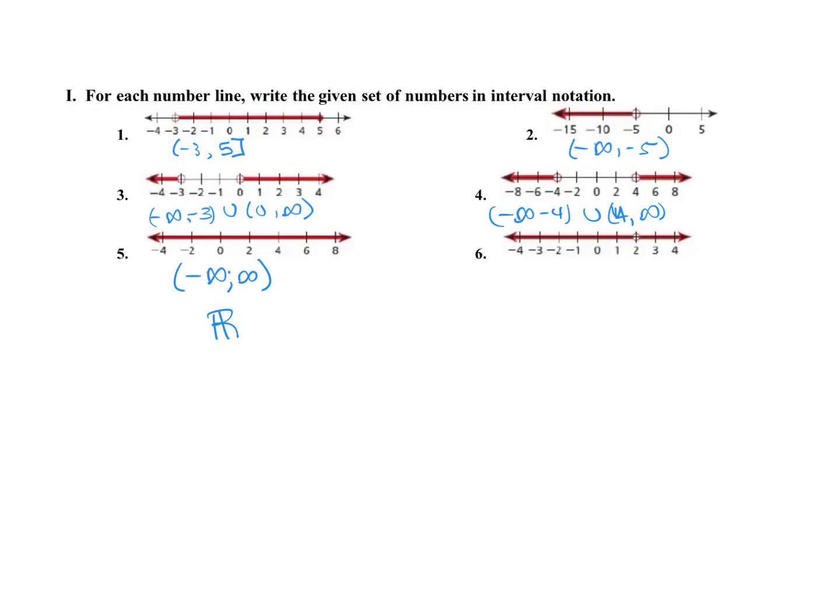And this one, number 6, is negative infinity to 2, U, 2 to infinity. And that means it's everything but 2. And in inequality notation, you would see that as x is not equal to 2. So both of these last two, 5 and 6, you do have some of those on your worksheet, so they're nice to look at.